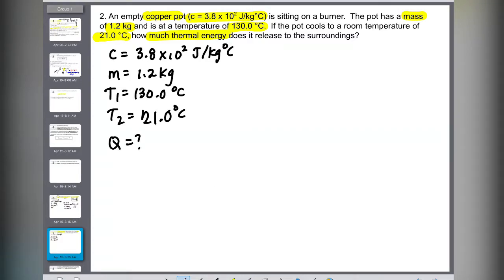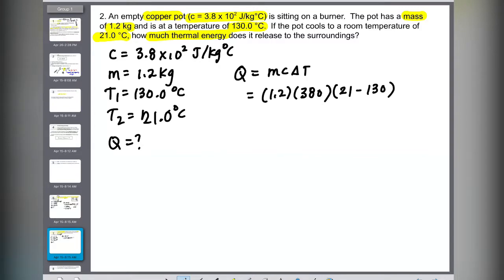Find the thermal energy, Q. So Q equals mc delta T. M is 1.2. C is 380. Is that okay that I do the conversion right away? I'm not going to punch it in as 3.8 times 10 to the 2. And then I have delta T, which is T2, 21, minus T1, which is 130. Punch it in the calculator.